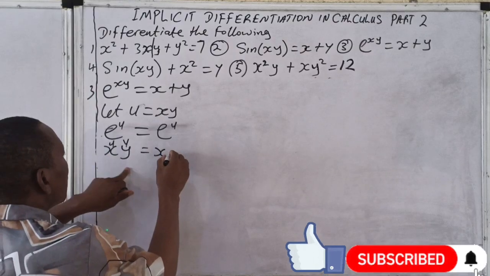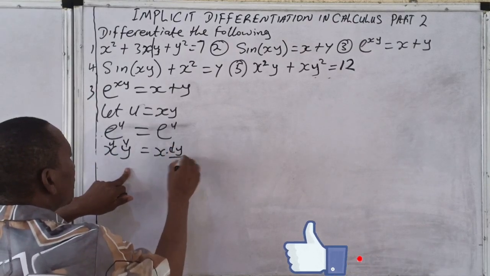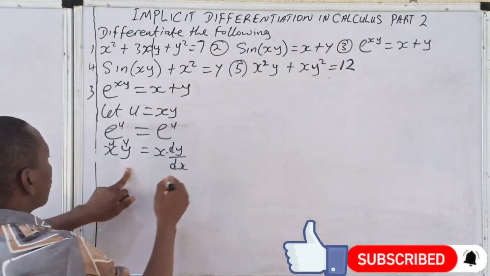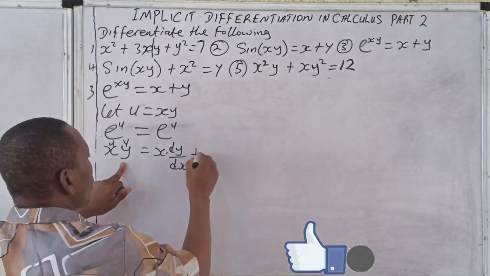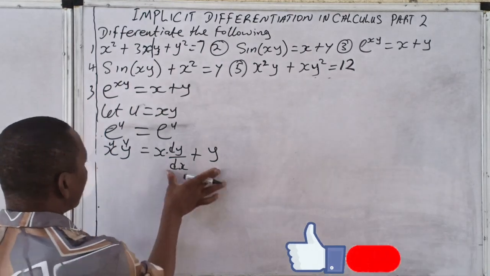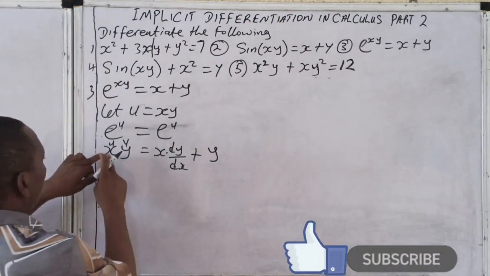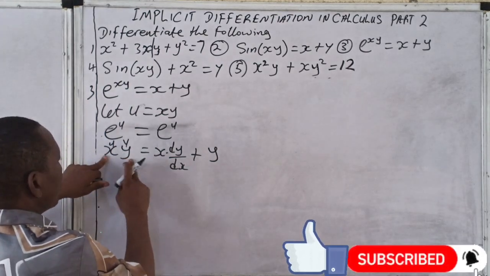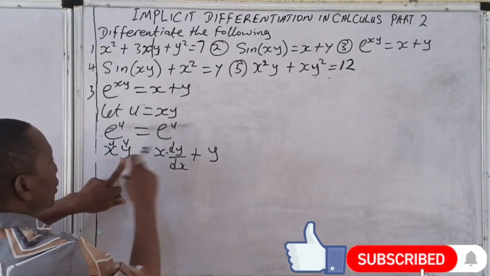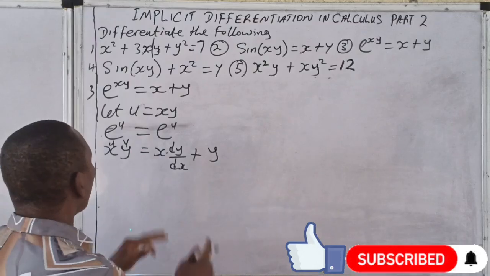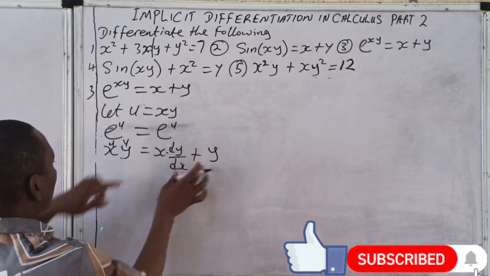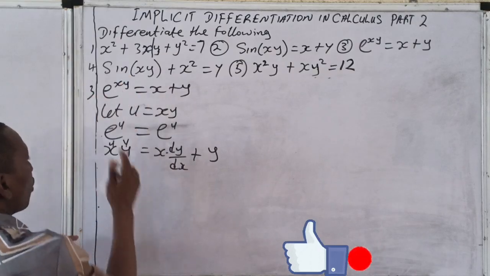x dy/dx. You can check the way I differentiated this in the first one, plus y. So I think this is what you get. Put x here, differentiate this. Then whenever you differentiate y, you have dy/dx. Then put y here, differentiate this, and that is your answer. So once you have this, you just use this to multiply this.